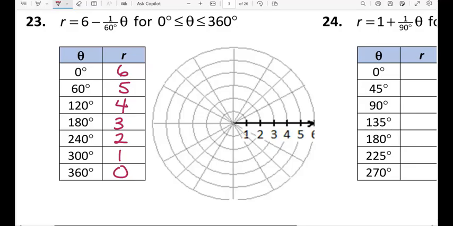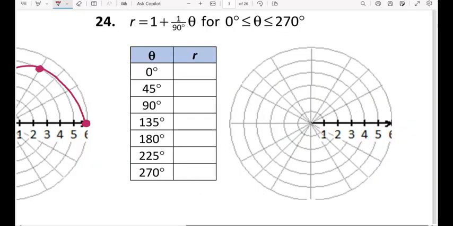So if we start at 0 degrees with a radius of 6, at 60 degrees the radius is 5. At 120 degrees the radius is 4. So far the graph is spiraling inward. And then at 180 degrees the radius is 3, continuing to spiral inward. 240 degrees the radius is 2, continuing to spiral inward. At 300 degrees the radius is 1, again spiraling inward, and at 360 degrees the radius is 0.